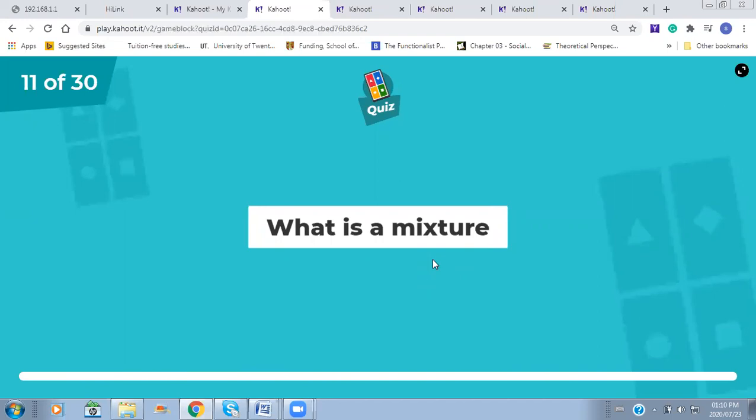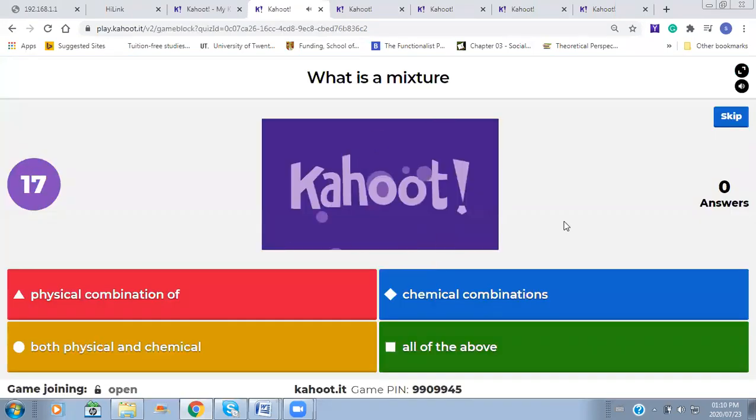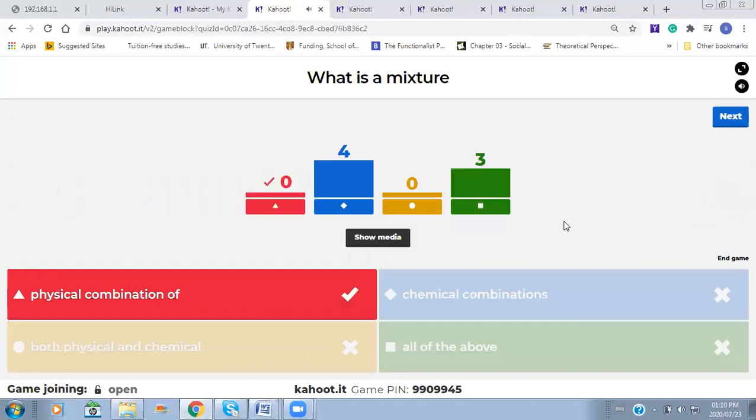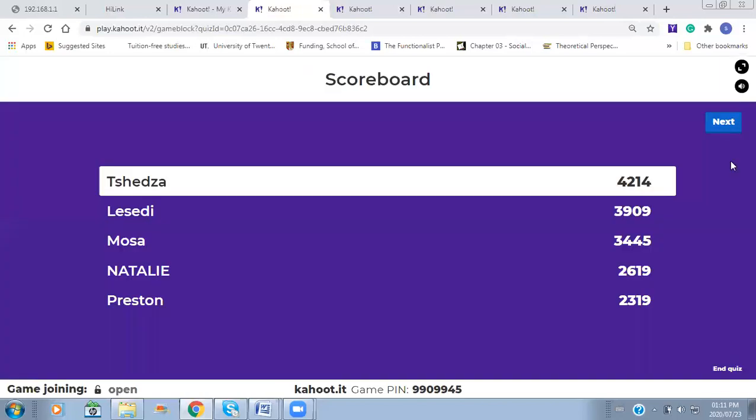What is a mixture? A physical combination, a chemical combination, both physical and chemical, or all of the above. The correct answer is a physical combination, meaning none of you answered it. All of you got it wrong, so the scoreboard still remains the same. Let's go to question 12.